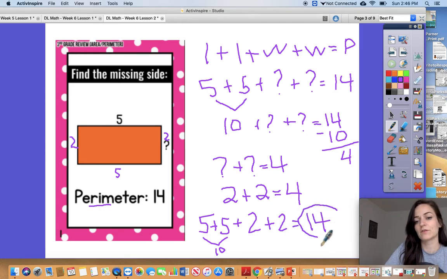Now, one mistake I really want to make sure you're not making is just saying that this side is 4 because you subtracted 14 minus 10 and got 4. If you said this side was 4 and this side was 4 instead of doing it the right way with 2 and 2, when you checked your answer, you would see that you got your number too big. 5 plus 5 is 10, plus 4 is 14, plus 4 more is 18, and that's too big, right? They said the perimeter was 14. So that's how you can check your work to make sure you got it right.